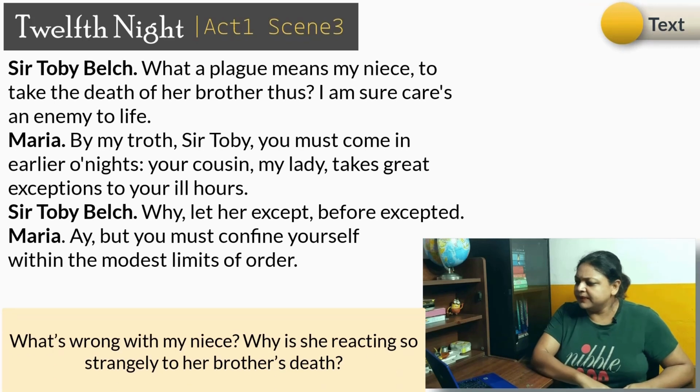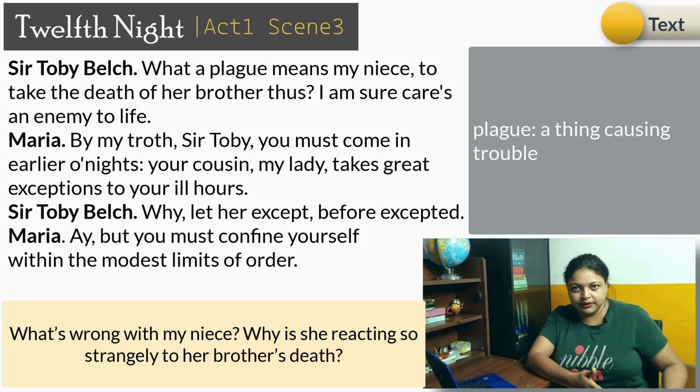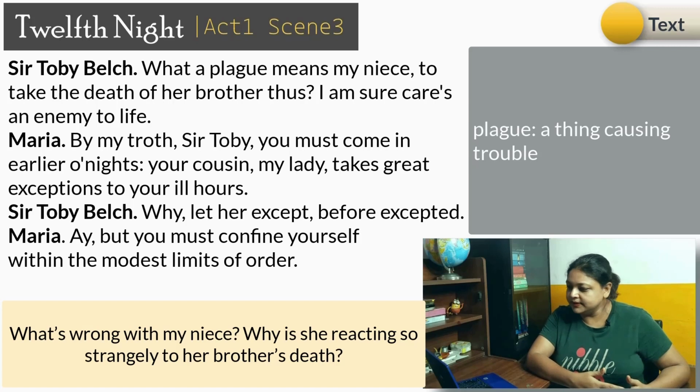What a plague means my niece to take the death of her brother thus? Okay, people's brothers die. Why is she taking this in this way, with so much seriousness? So Toby can't understand why Olivia is behaving like a nun because her brother has died.